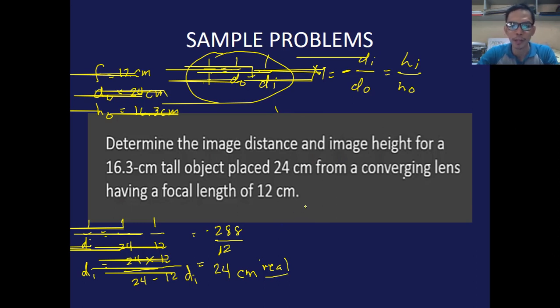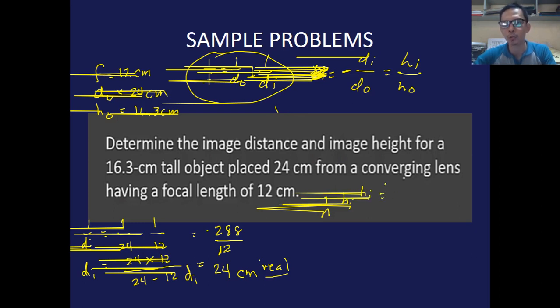Alright, next one. Let's compute for the height of the image. Since we are not looking for the magnification, we can rearrange the formula that we have right here. The height of the image is equal to negative d sub i times h sub o over d sub o. Don't forget the negative.